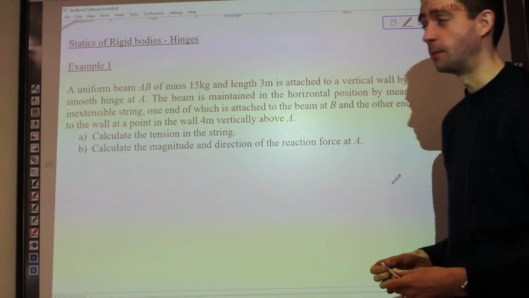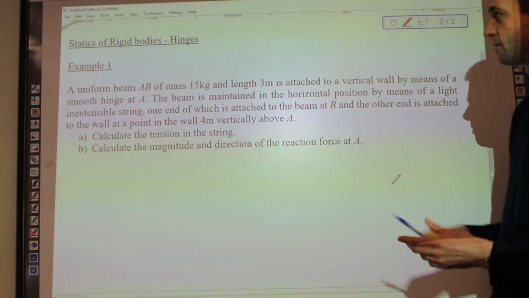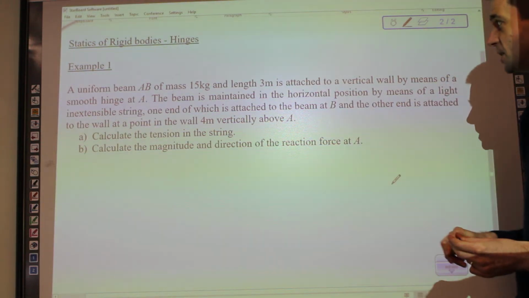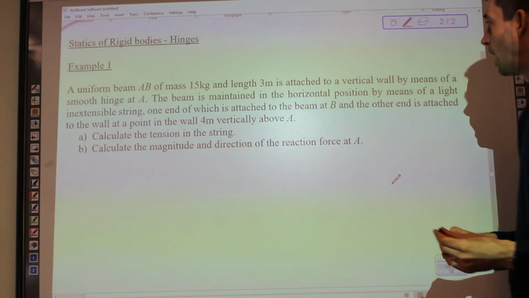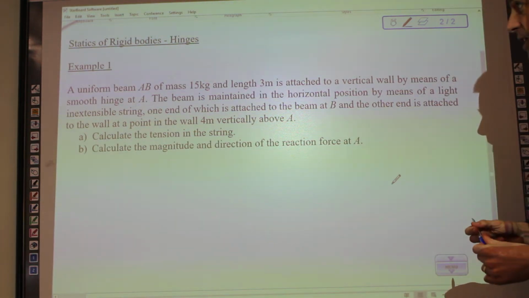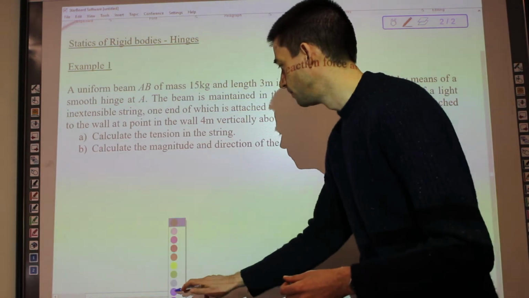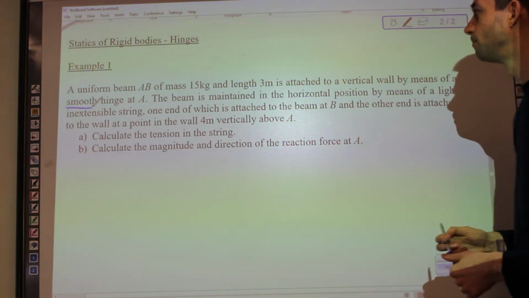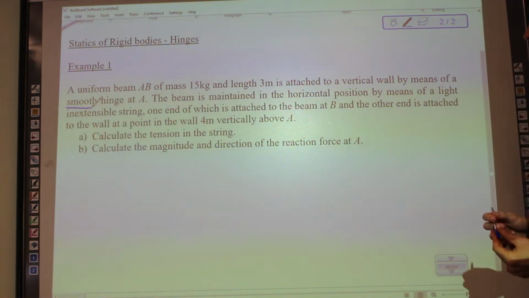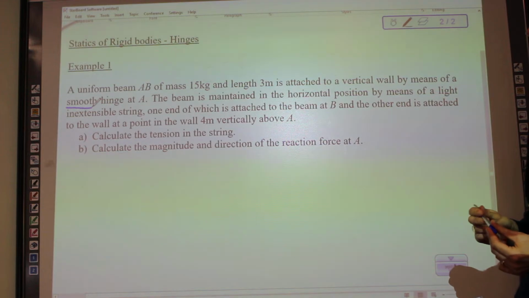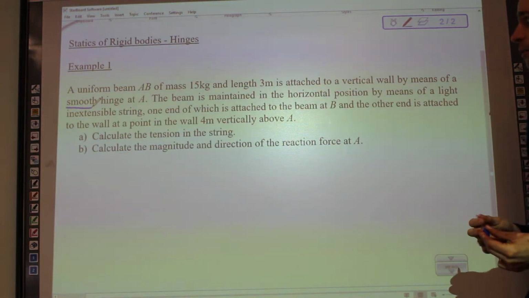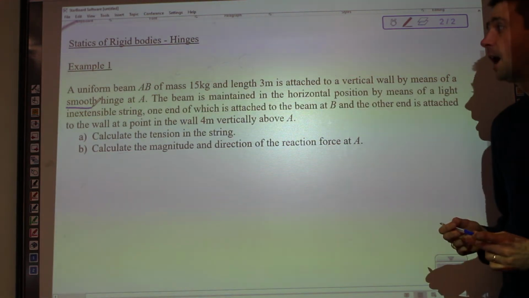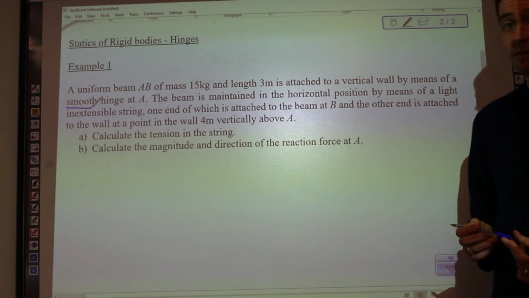So here we go, we have a uniform beam AB of mass 15 kilograms and length 3 meters, attached to a vertical wall by means of a smooth hinge at A. Smooth, again, as before, is a modelling assumption: no friction within the hinge. The beam is maintained in the horizontal position by means of a light inextensible string, one end of which is attached to the beam at B, and the other end is attached to the wall at a point in the wall 4 meters vertically above A.